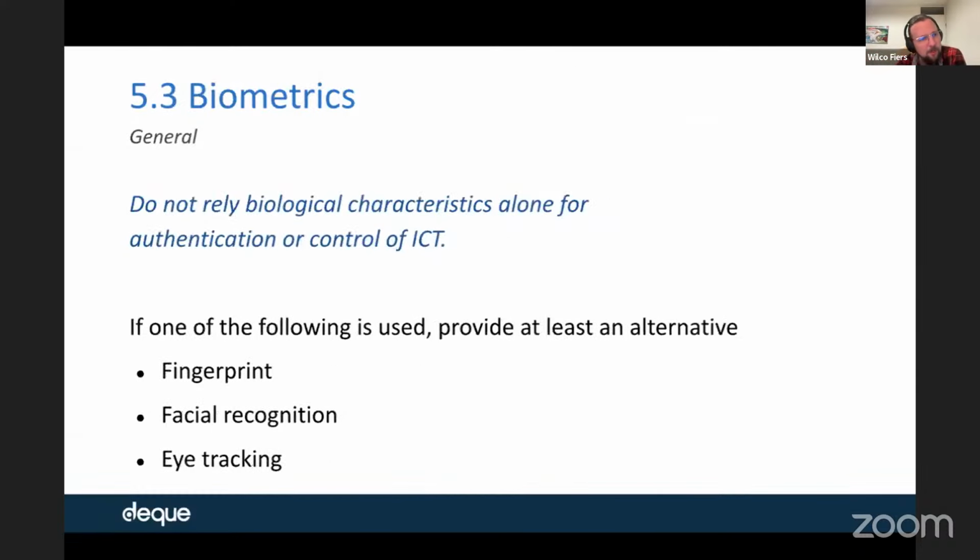The next one on my list, biometrics. This is another in the general category. Do not rely on biological characteristics alone for authentication or control of ICT. A little bit of a complicated sentence, but it comes down to if you're doing things like authenticating with a fingerprint like you've got on a phone, or facial recognition like many laptops have built into them these days, or eye tracking if you're doing some more advanced stuff. If you're using technologies like that for control or for authentication, then there has to be a way to authenticate or control that system without relying on those biological characteristics.